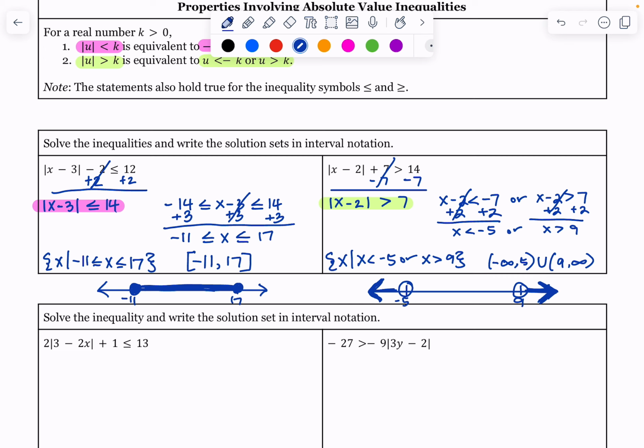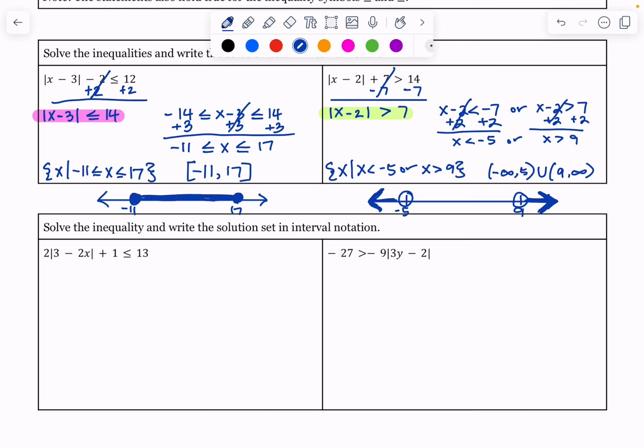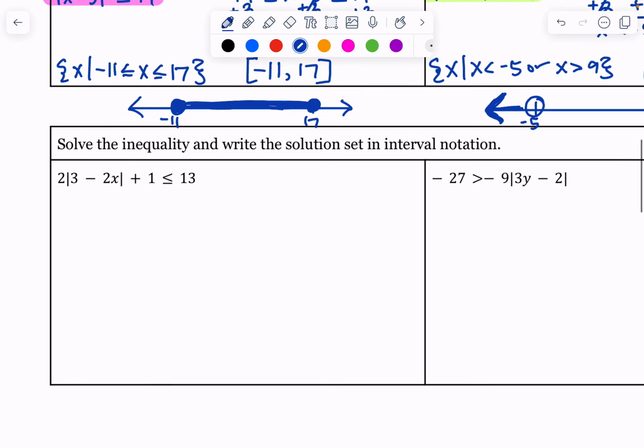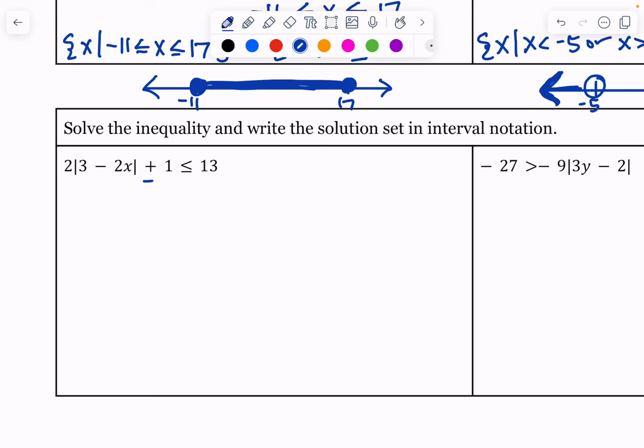Awesome. All right, for the next section, it says solve the inequality and write the solution set in interval notation. So I'm going to zoom in a little bit, but we're going to have negative 1 here.